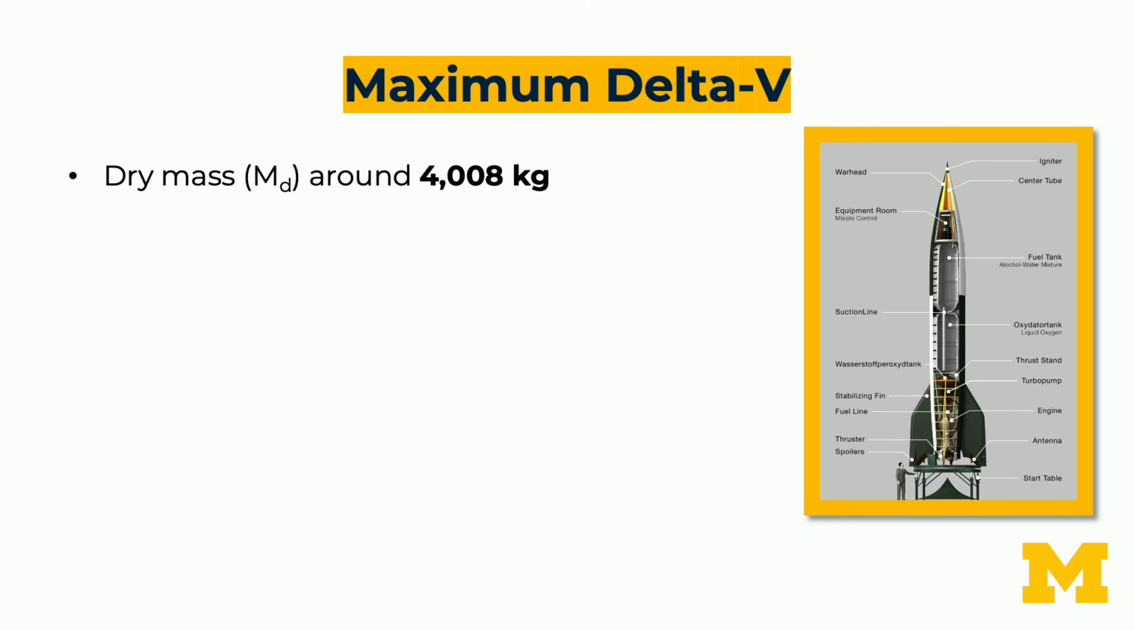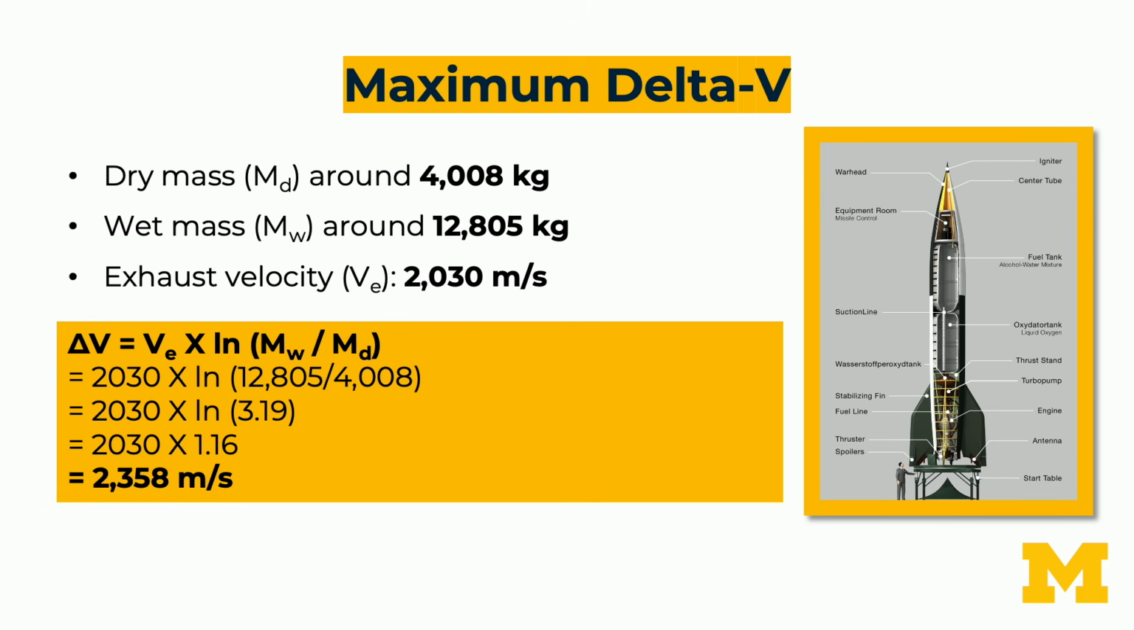So the dry mass of the V2 is about 4,000 kilograms. That's without fuel or anything. The wet mass is about 12,805 kilograms. So there's about 8,800 kilograms of fuel in the V2. The exhaust velocity, remember, was only about 2,000 meters per second because it was the first rocket. When we run that through the rocket equation, we get a maximum velocity of about 2,358 meters per second.